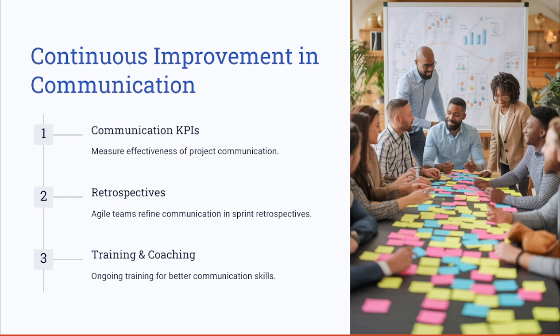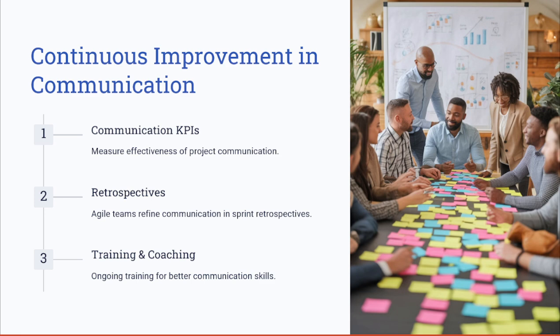We always love to talk about continuous improvement in project activities, and this time we'll talk about project communication. So communication strategies should evolve with the project. By measuring the effectiveness, conducting retrospectives in agile projects, and providing ongoing training, teams can continuously refine their communication methods to improve their collaboration and clarity.